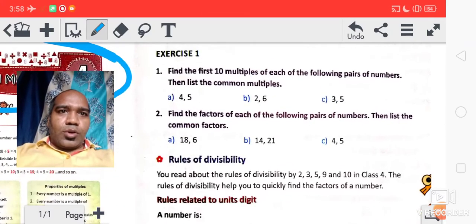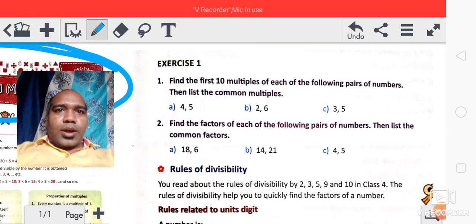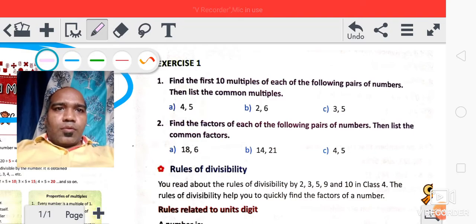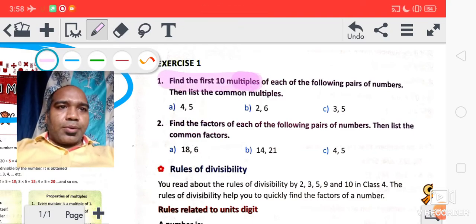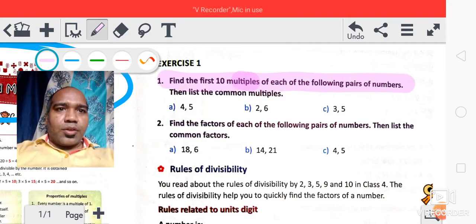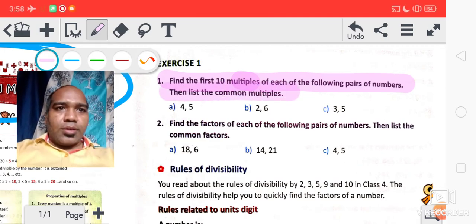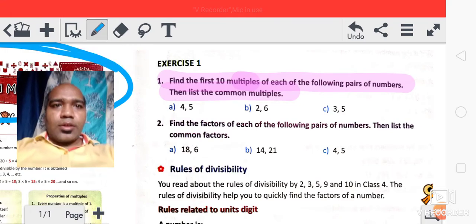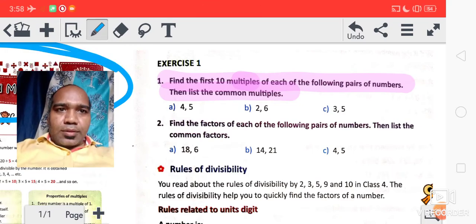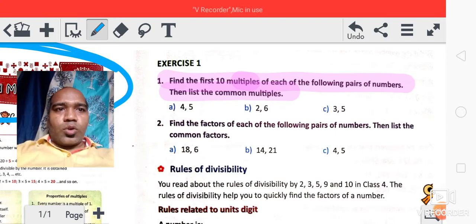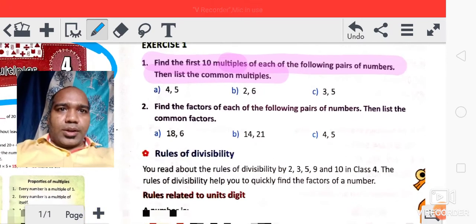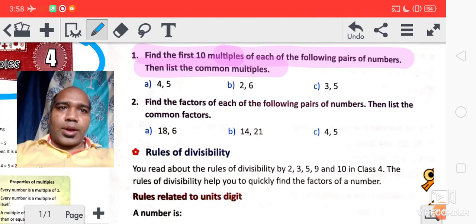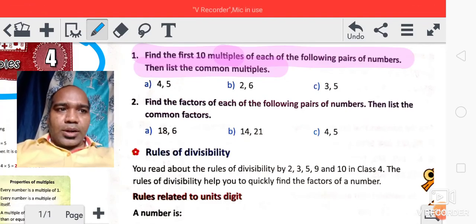Exercise 1. What is the question? Find the first 10 multiples of each of the following pairs of numbers. Then list the common multiples. Okay? So first of all we'll study what the multiples are. Then we'll study what the common multiples are. First of all we have to know what multiples are.